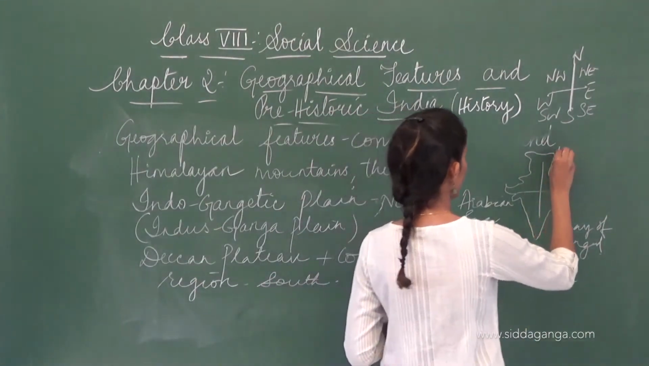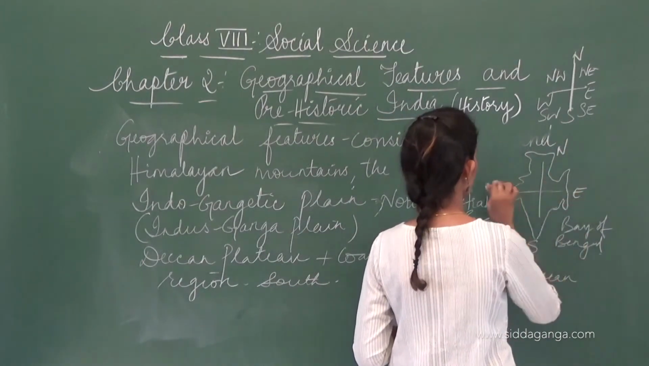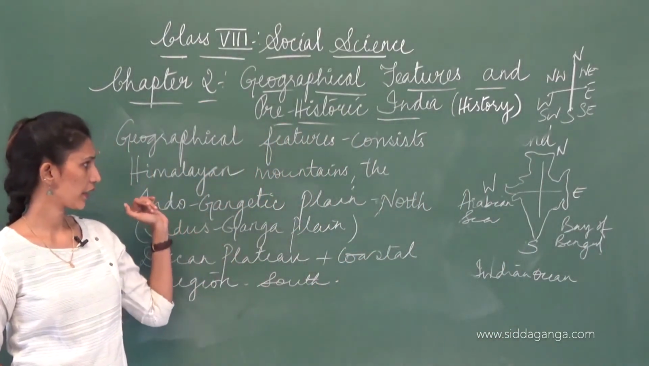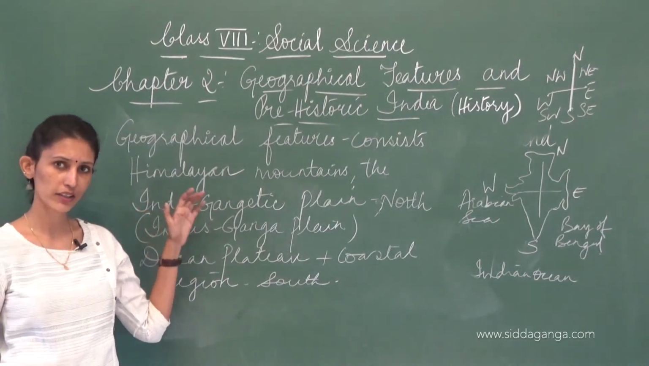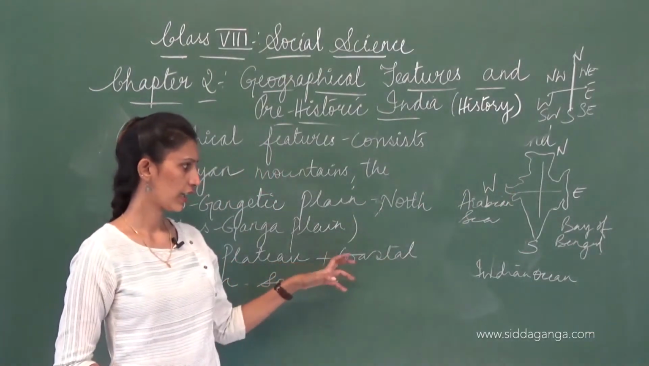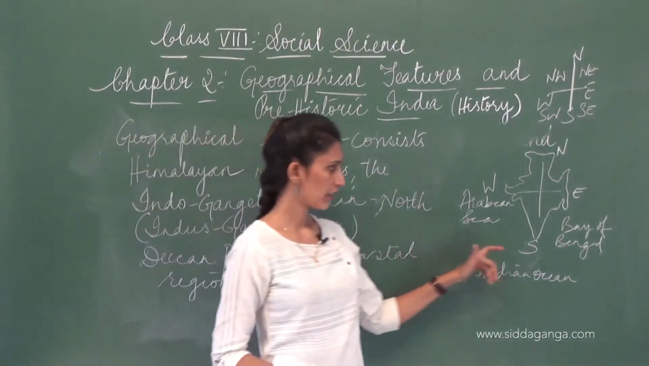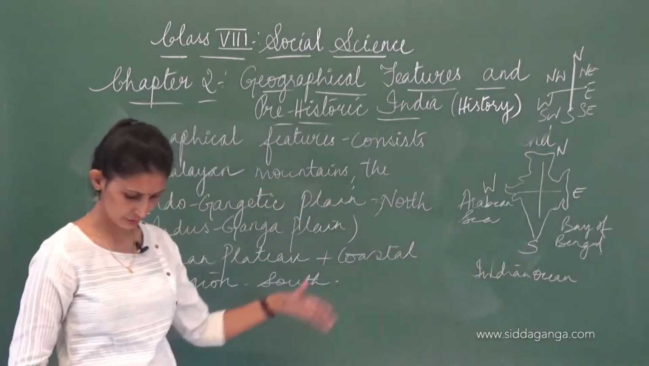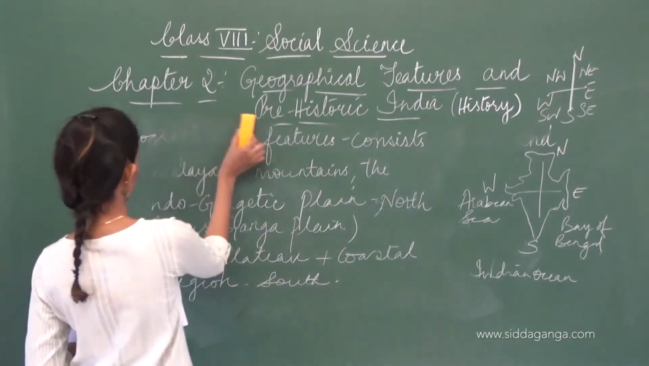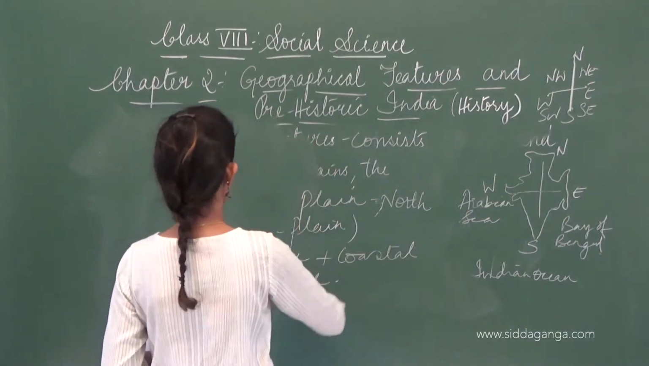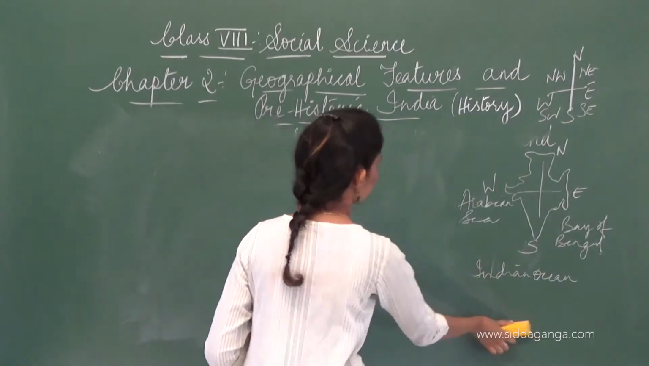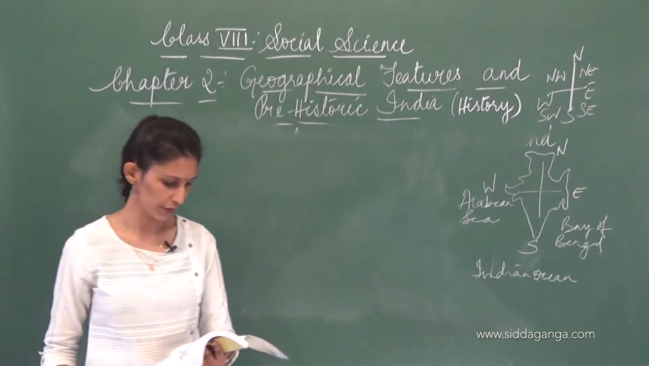Let me write it here for you. North, south, east, west. Alright. So, the Himalayan mountains and the Indus-Ganga plain or the Indo-Gangetic plain are in the north, whereas the Deccan Plateau and the coastal region are in the south, alright, towards Tamil Nadu and that side. Let us move further.